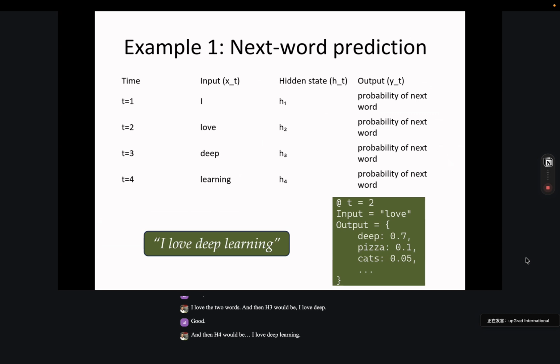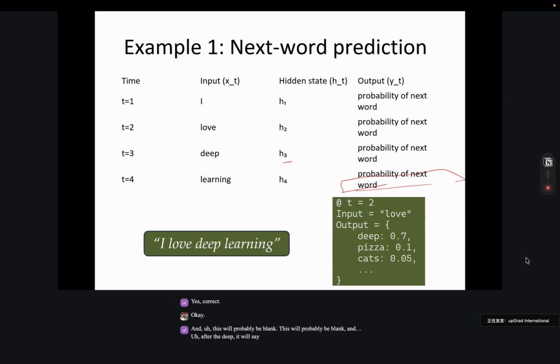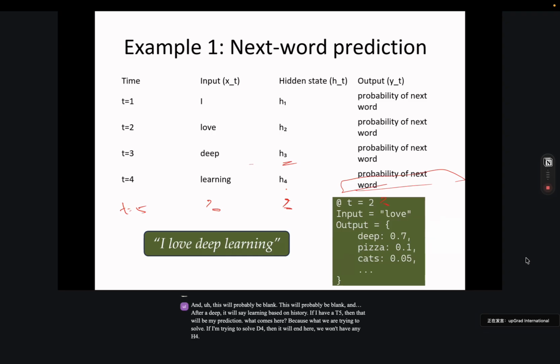Yes, correct. This will probably be blank. And after "deep", it will say "learning" based on H3. If I have a T5, then that will be my prediction. What comes here is what we are trying to solve. If I'm trying to solve T4, then it will end here. We won't have any H4.